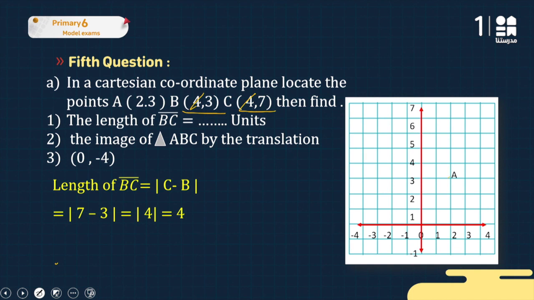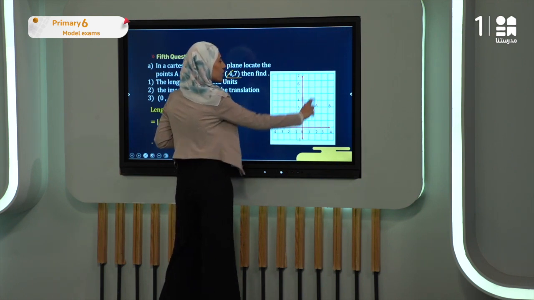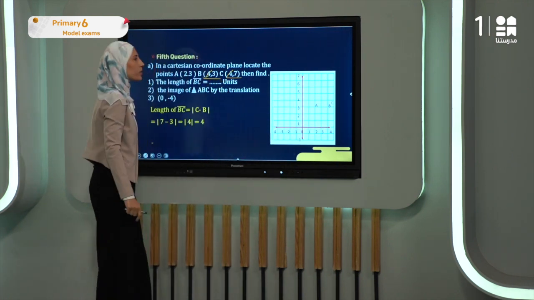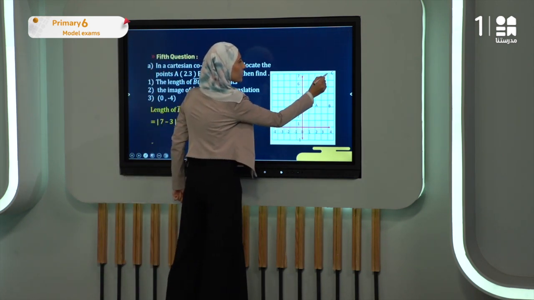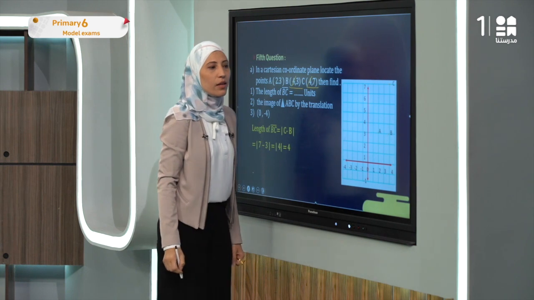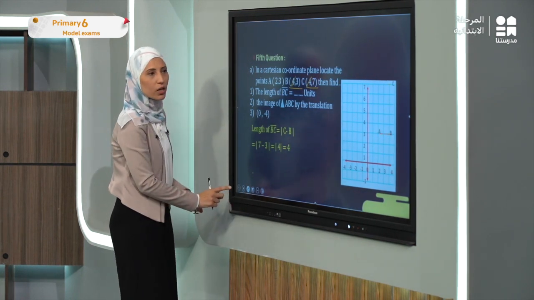Then point B is also 4 and 3. The x is 4, and I go up 3 as well. So it will be point B. Point C is 4 and 7, so again from x equals 4, I go up to 7. So it will be C here. Then I will join A, B, C, joining all of them together like this.